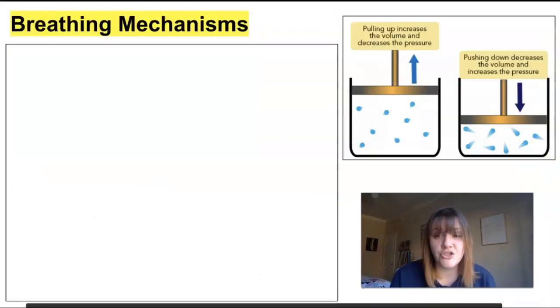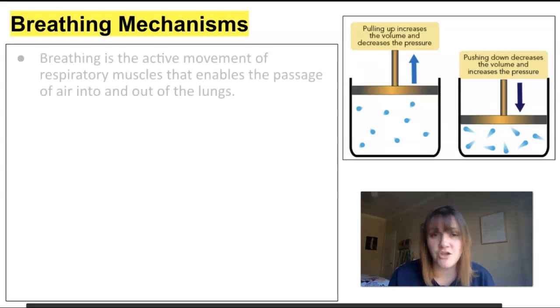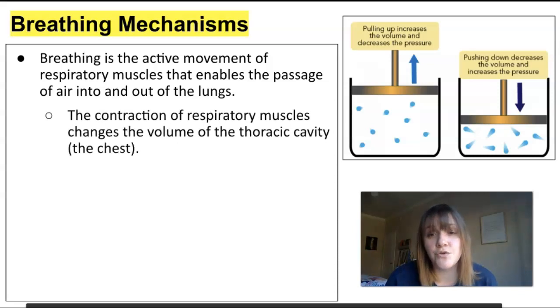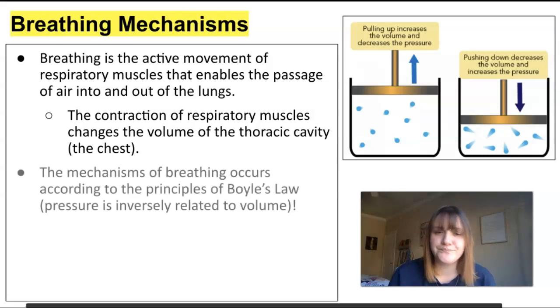But let's just jump right into breathing mechanisms. How does your body actually breathe? So breathing is going to be the active movement of the muscles in your respiratory system, and it enables air to move in and out of the lungs. And the reason that this happens is because when your respiratory muscles contract, it actually changes the volume of your thoracic cavity, which we're just going to call the chest. But if you ever see it as thorax or thoracic cavity, it's just talking about your chest. So when it changes the volume of your thoracic cavity, it causes differences in pressure, and that is why air can move in versus out.